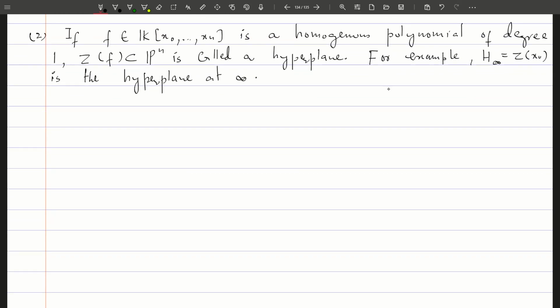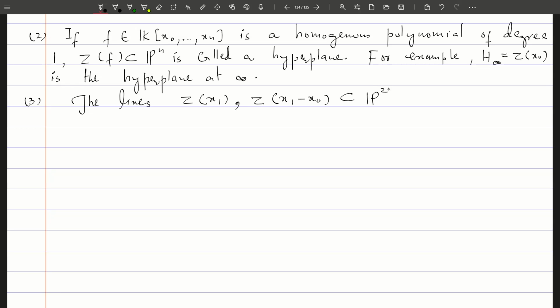Now we have one more example. There are lines in the affine n-space A^n which do not intersect. However, any two lines in P^2 are going to intersect. So if we look at the lines, the zero set of x1 and the zero set of x1 minus x0, which are subsets of P^2.